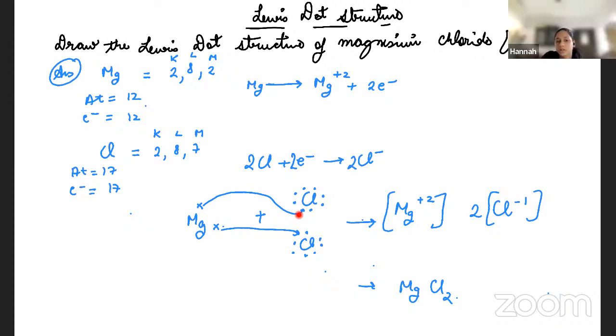So what part do we have to draw when they ask the question? They can ask you a question like this: draw the Lewis dot structure of aluminum oxide. They can ask you to draw the Lewis dot structure of sodium chloride. So you have to draw it like this, like sodium. Then you have to show the reaction which happens, this thing and this. You have to make this whole thing and then this thing. Understood?